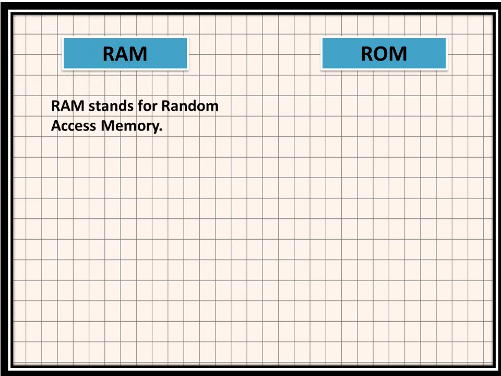First, let's define both. RAM stands for Random Access Memory. ROM stands for Read-Only Memory. Both are types of primary memory, but they work in very different ways.